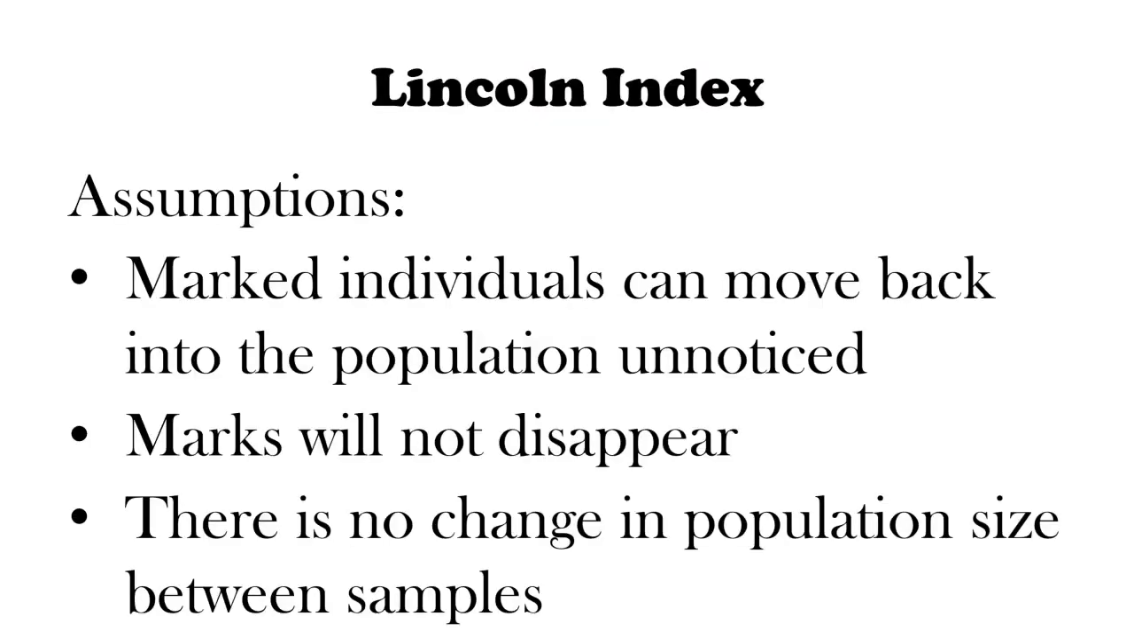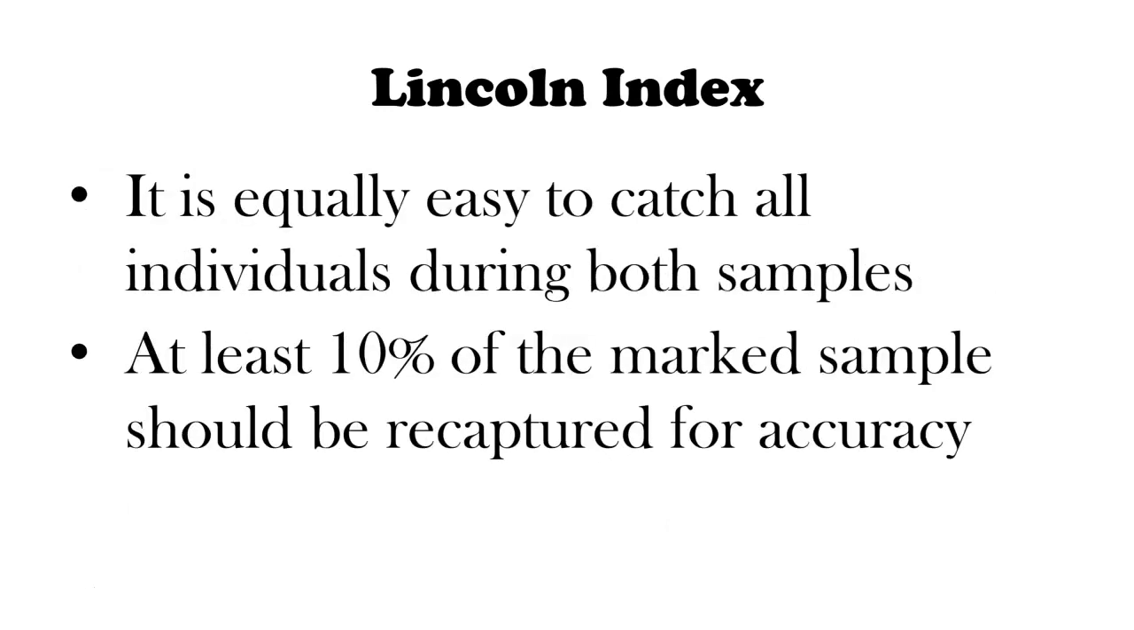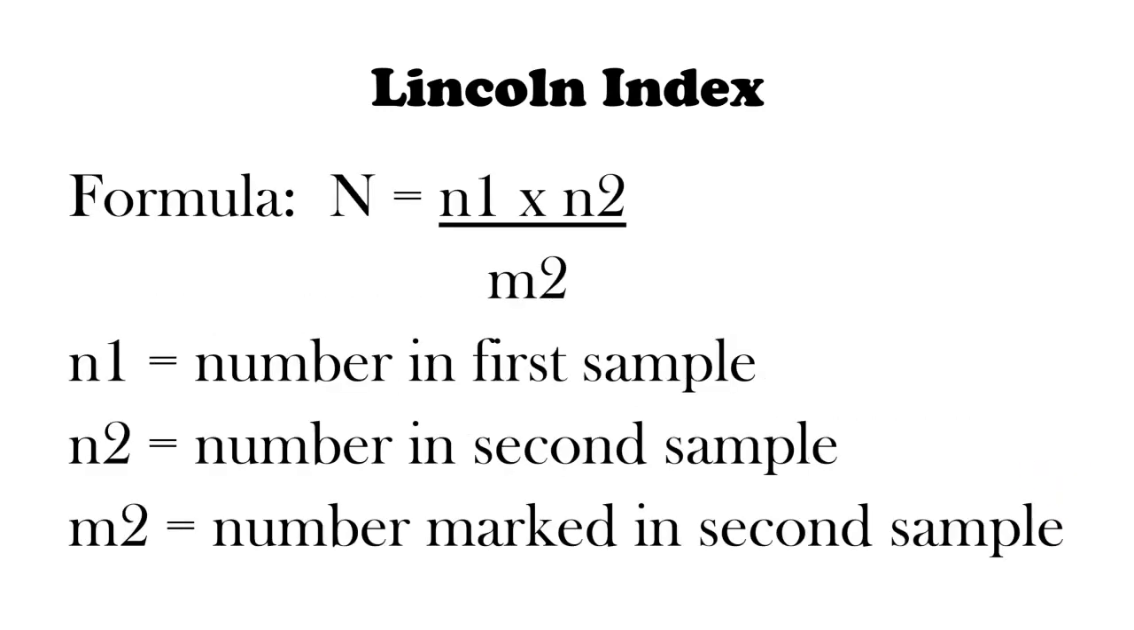Now let's talk about the Lincoln Index formula. There are some assumptions that you have to make for this formula to be accurate. For example, marked individuals can move back into the population unnoticed. The marks will not disappear, and there's no change in population size between when you take your samples. It's equally easy to catch all individuals during both samples, and at least 10% of the marked sample should be recaptured for accuracy. Here we have the Lincoln Index formula.